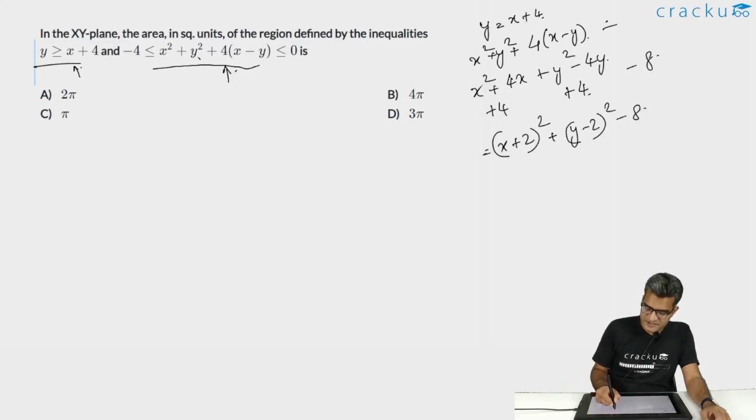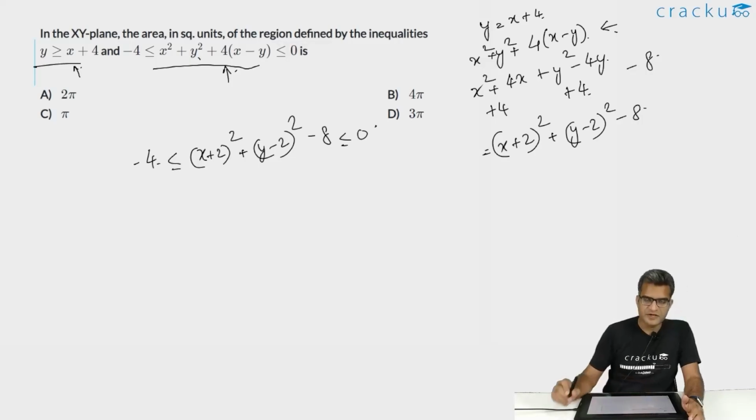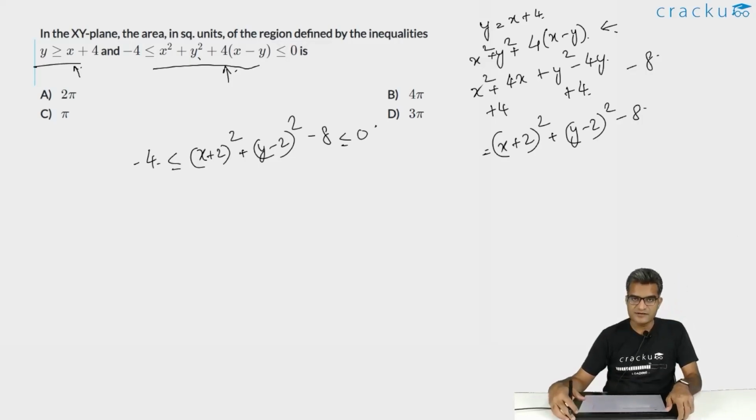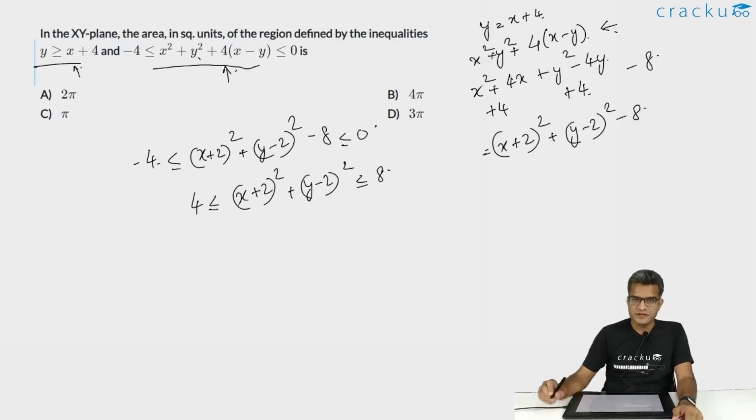That is the value of this expression. So what we are essentially told is that the second inequality is (x+2)² + (y−2)² − 8 is less than or equal to 0 and greater than or equal to −4. If you are adding 8 to all terms of this inequality, we are going to get 4 is less than or equal to (x+2)² + (y−2)² is less than or equal to 8. This is part of a circle.